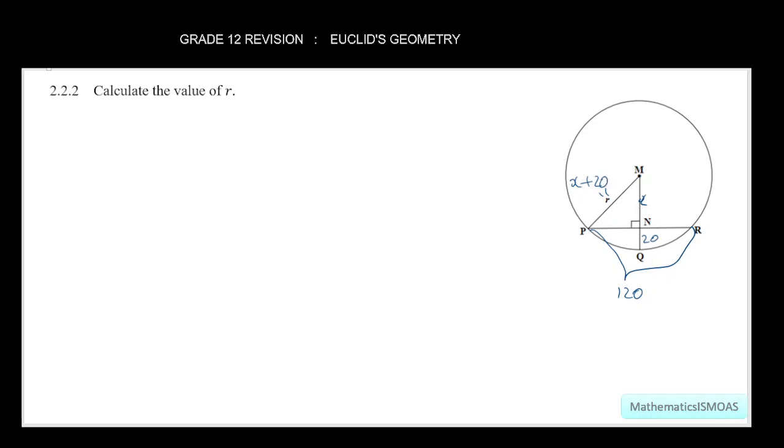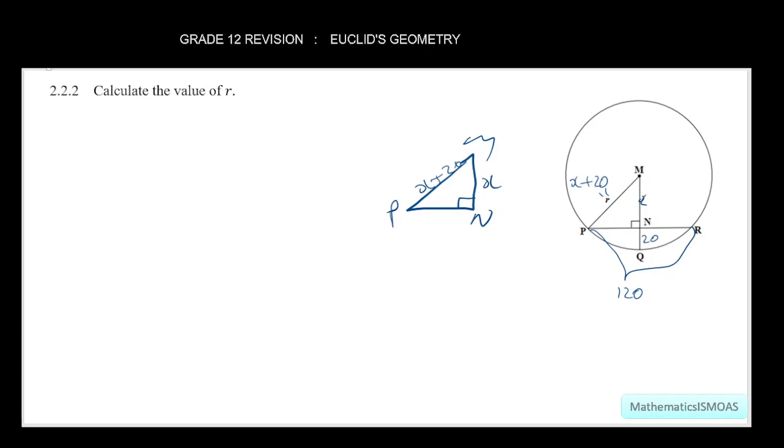Now, let us have a look at triangle MNP, not MNQ, but MNP, which is a right-angled triangle, where we know MN is X, and where we know MP, which is R, is X plus 20. But what we need to find is PN. If we can find PN, then we can use the theorem of Pythagoras to solve for X.